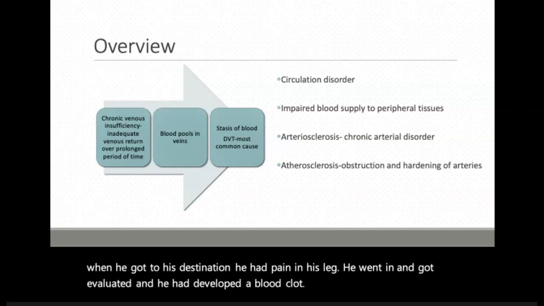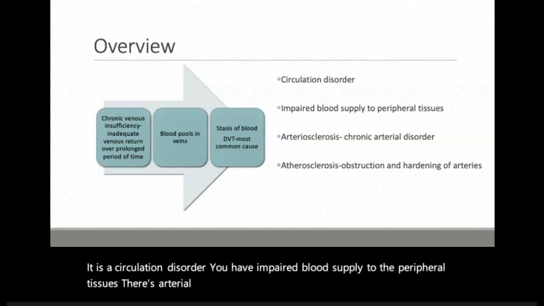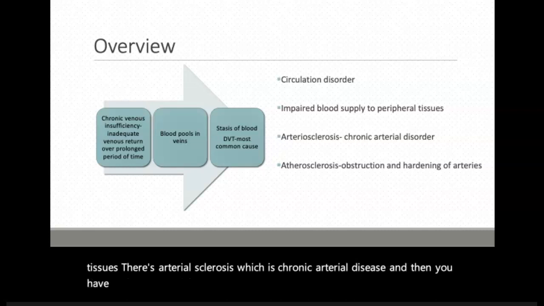Arterial disease is a circulation disorder. You have impaired blood supply to the peripheral tissues. There's arteriosclerosis, which is chronic arterial disease, and then you have atherosclerosis, which is the obstruction and hardening of the arteries from that plaque buildup.